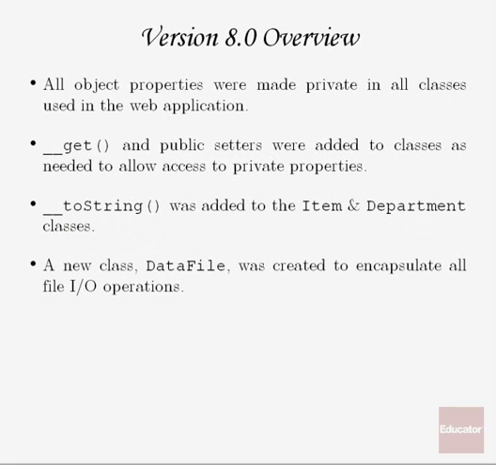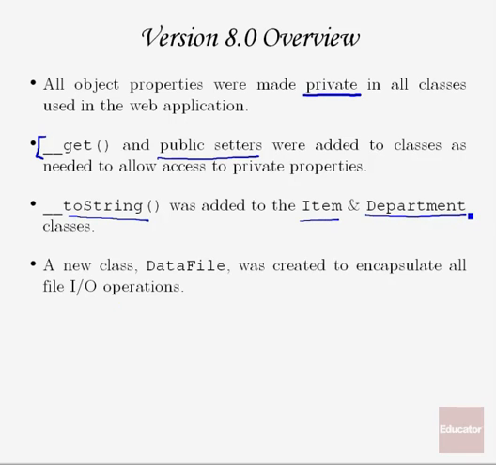One of the things that we do before we get into the magic methods is that we've made all of our object properties and all of the classes in our web application private. So for our customer, our item, and our department classes, we've made all the variables that they have private. Because they're private and we need access to those variables, we're actually going to be defining the __get magic method for those classes, as well as a couple of public setters to be able to set some of those private variables.